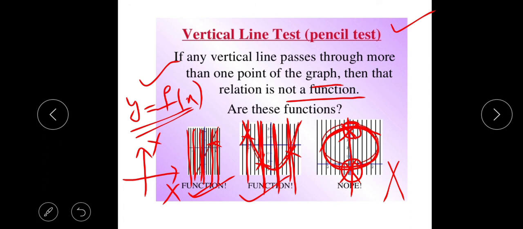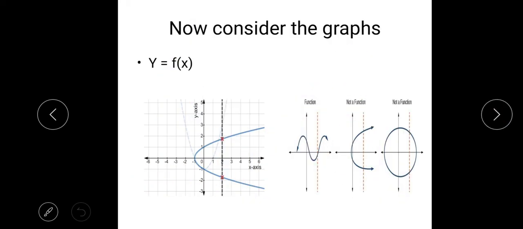So this is an easy method. If we have the graph of a particular relation, we can check by using the vertical line test whether the graph is a function or not. This test is called the vertical line test or pencil test. Consider some graphs here. I have a graph like this. I want to check whether this is a function or not. You can draw a vertical line. This vertical line intersects the parabola at 2 points. Therefore, this is not a function.